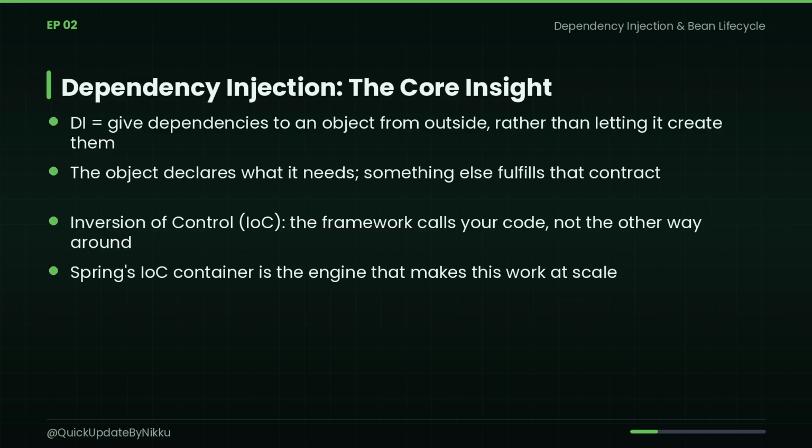Dependency injection is not a Spring concept, it is a design principle, and Spring is one very powerful implementation of it. The inversion here is subtle but profound. In traditional code, your classes orchestrate everything, calling libraries and creating collaborators. With IoC, the container is in charge of orchestration, and your classes become passive participants that simply declare their needs. That shift is what makes large-scale Java applications manageable.